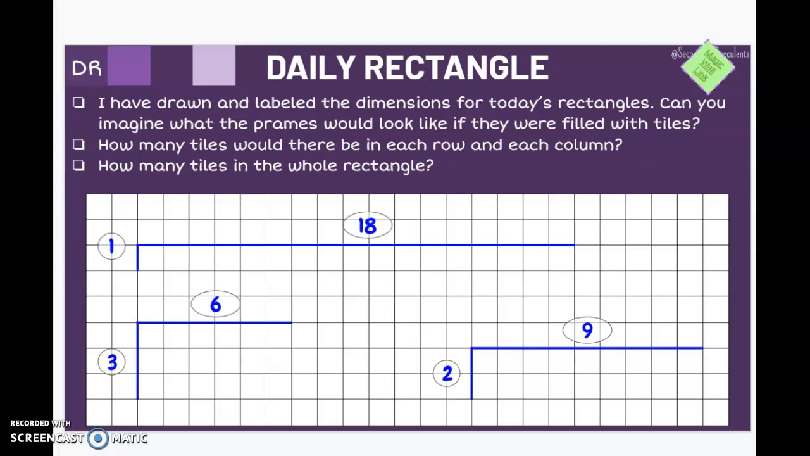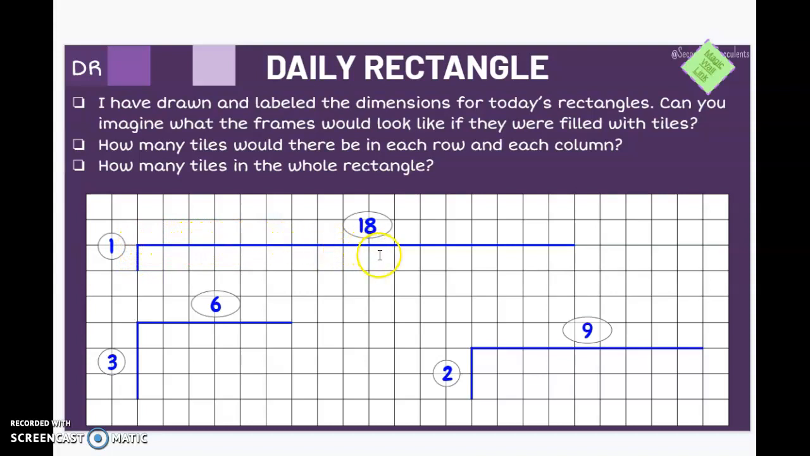For daily rectangle today, I am going to show you our rectangles in a different way. Instead of showing you our tiles first, I have drawn and labeled the dimensions for today's rectangles right down here on our magic wall. I want you to take a moment to think if you could imagine what the frames would look like if they were filled with tiles. We're looking at the blue outlines here.